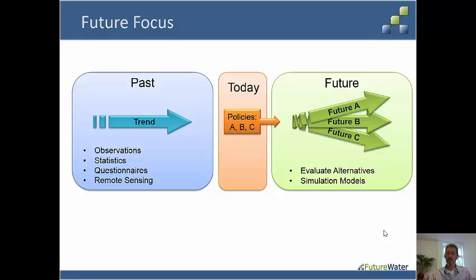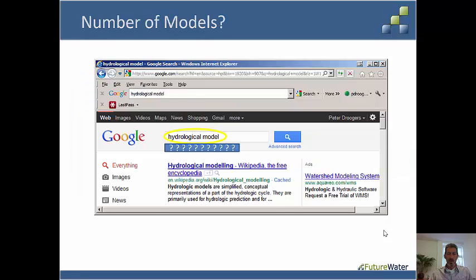So in what way can we better manage our water resources? And of course, if you want to say something about the future, you should have some knowledge about the past. Now, in order to say something about the future, you need models. And what you do if you are convinced that you need a model for a certain project, you go to Google and you type in hydrological model.